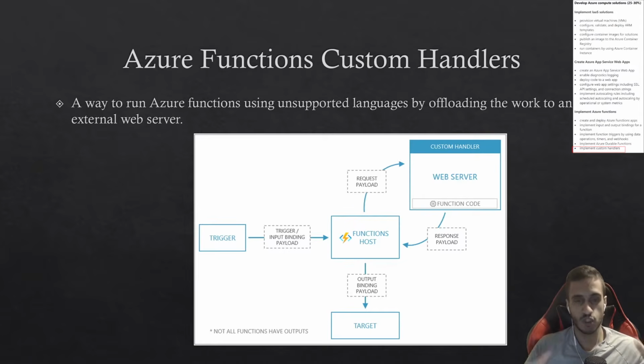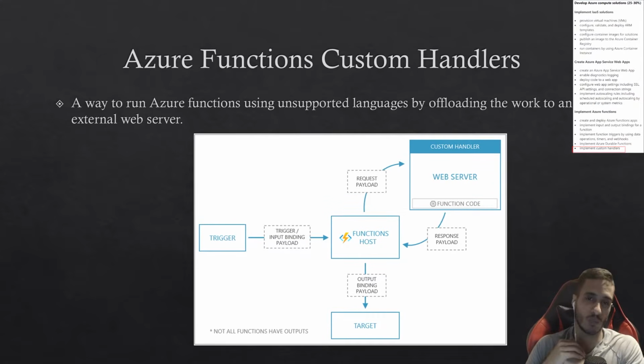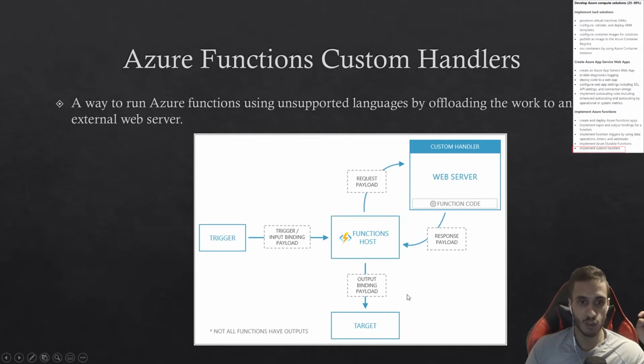Last but not least, we have the final topic in Azure Functions, which is Azure Functions Custom Handlers. Custom handlers are just a way to run Azure Functions using unsupported languages by offloading that work to an external web server. This diagram is one that I took from the official documentation, and I think it explains it pretty well.